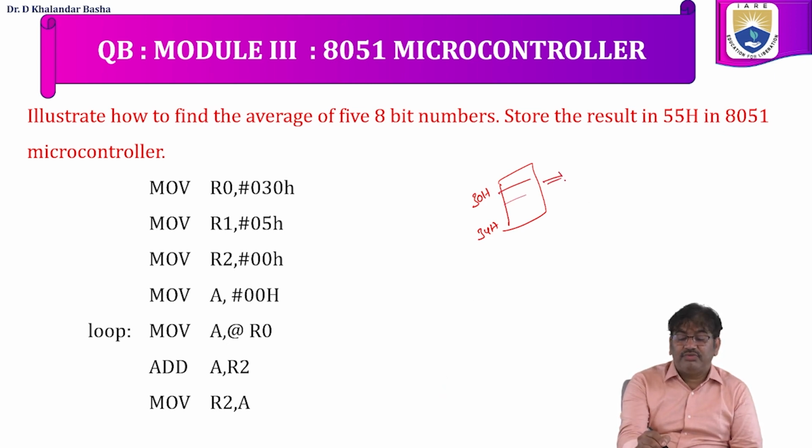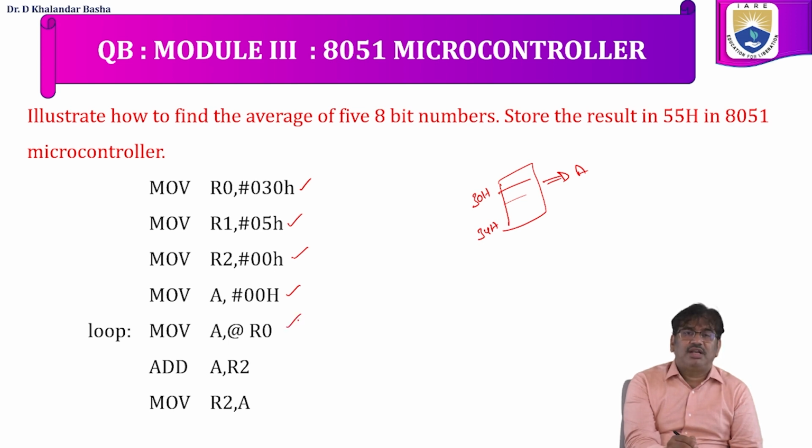So this data we will load into the accumulator every time. We will add these contents. Then we will load that one into the R2 register. Later we can move it into the memory location. 30H is the address of the memory. 5 data, so the count will be loaded into the R1 register. R2 initial sum will be loaded as 0. The accumulator is cleared by using MOV A, #00H.